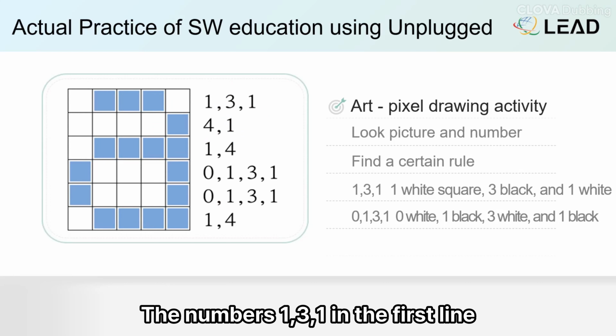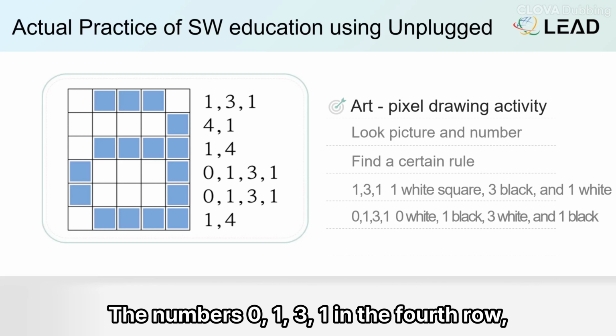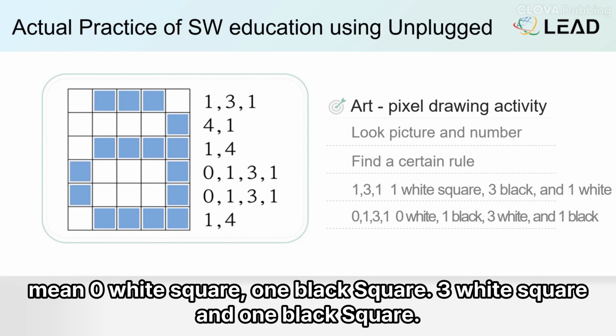Shall we? The numbers 1, 3, 1 in the first line express the meaning that there is one white square, 3 black squares, and one white square. The numbers 1, 3, 1 in the fourth row mean 0 white squares, 1 black square, 3 white squares, and 1 black square.